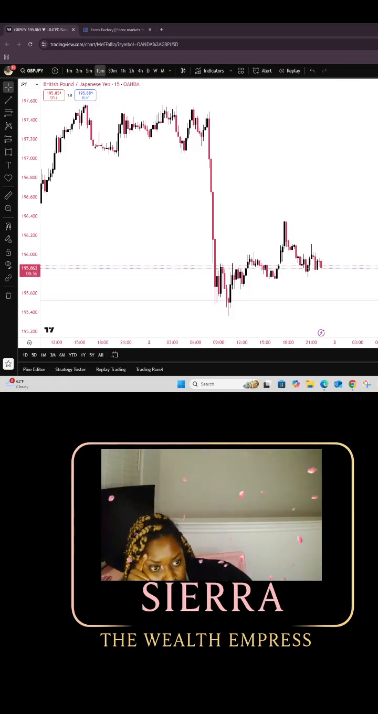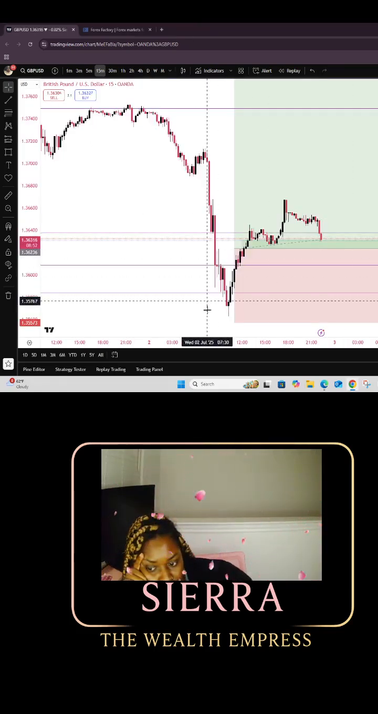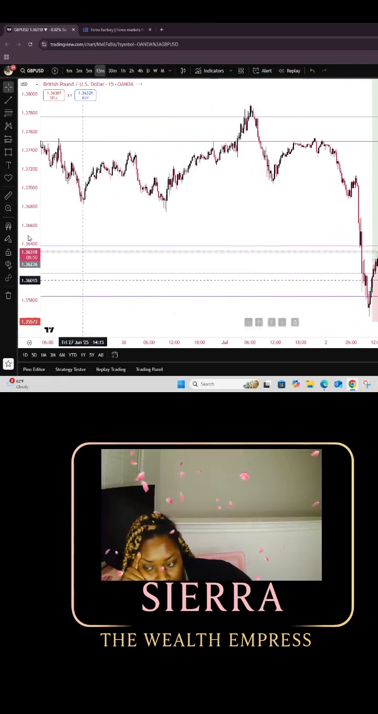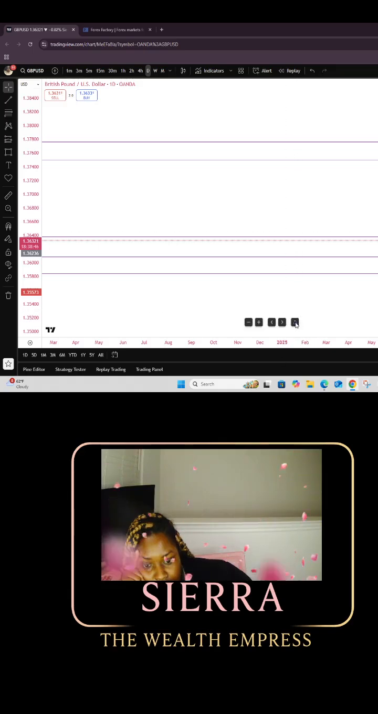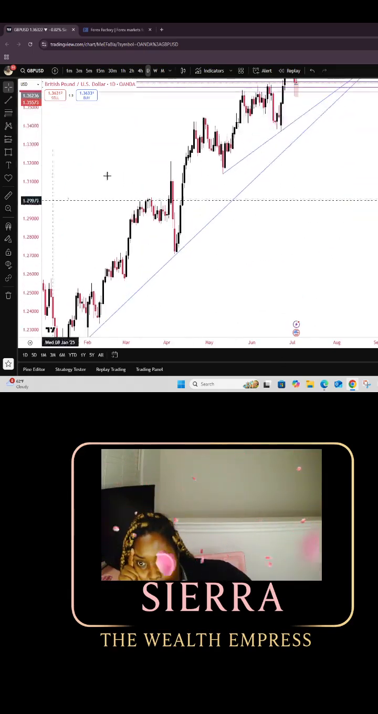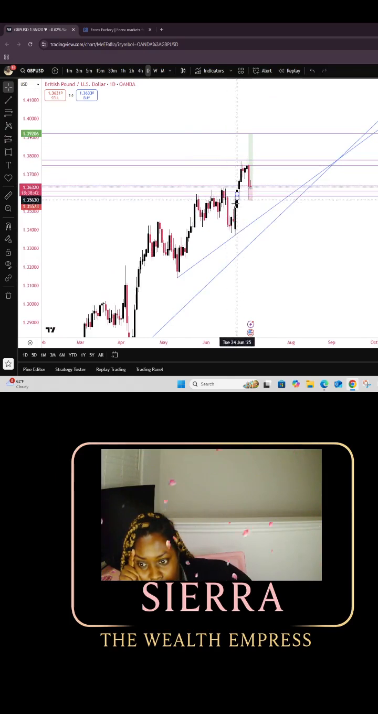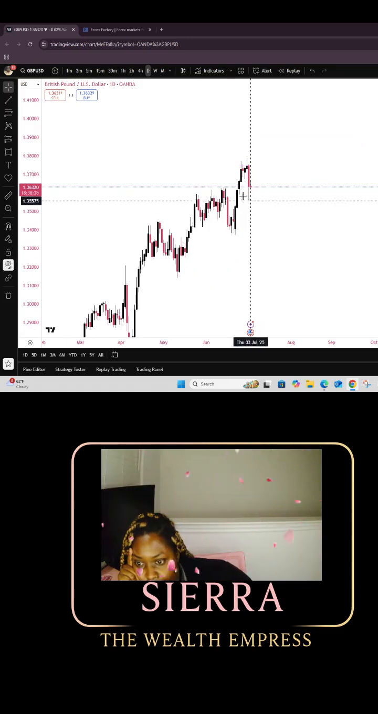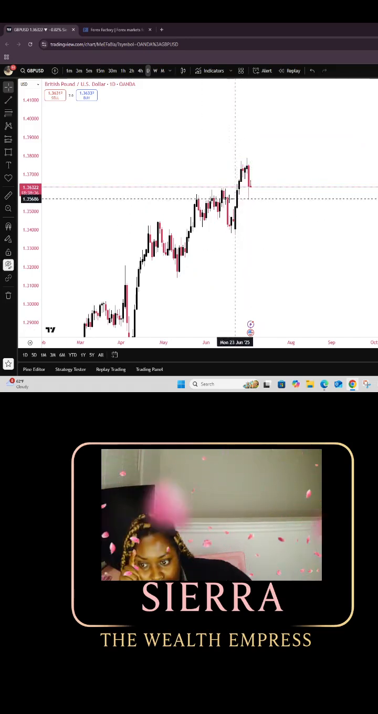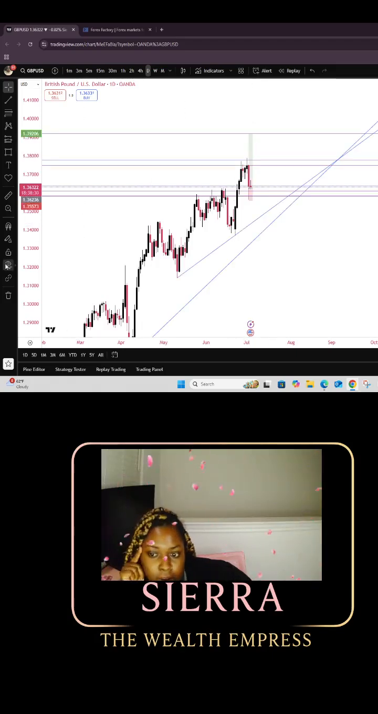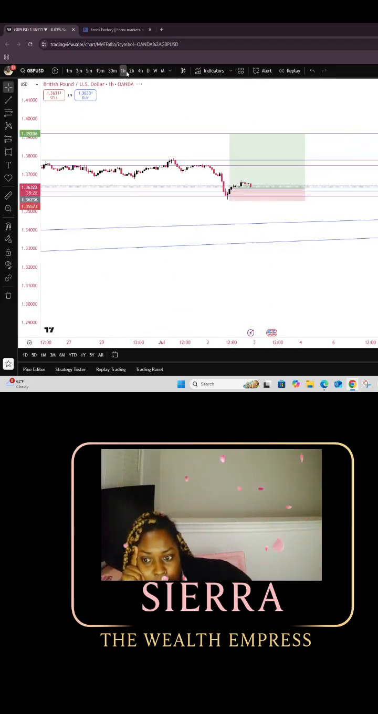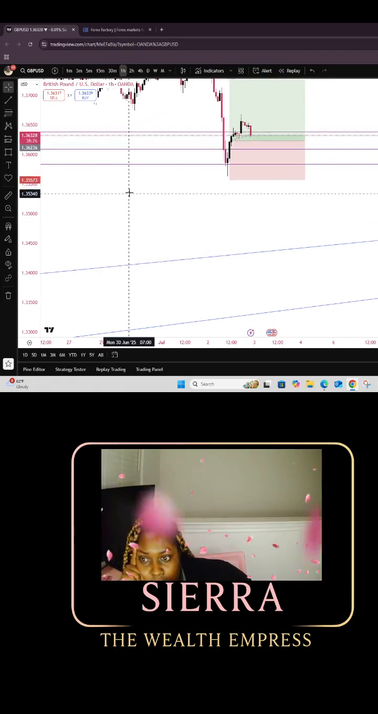US GU. I'm gonna buy on GU. We are in buys on GU. Price came down into this daily fair value gap right here. It broke above this resistance. I'm looking to take it higher. Looking to take GU higher.